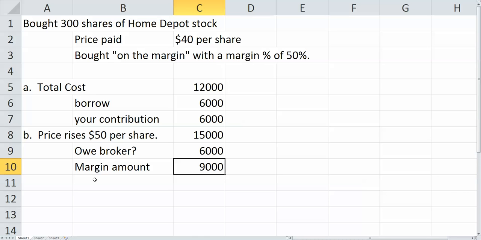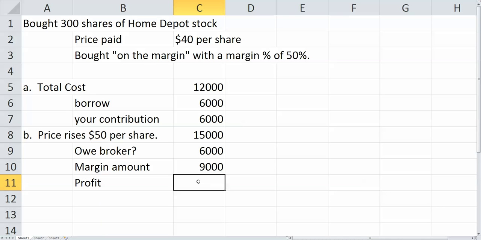They also ask for the profit. The profit will be this margin amount, which belongs to you. Essentially, your stock is worth $15,000, but you're going to have to repay your broker $6,000, plus some for interest, but they don't actually ever mention that in the problem. The amount that belongs to you then is this $9,000, although this can change as the stock price fluctuates.